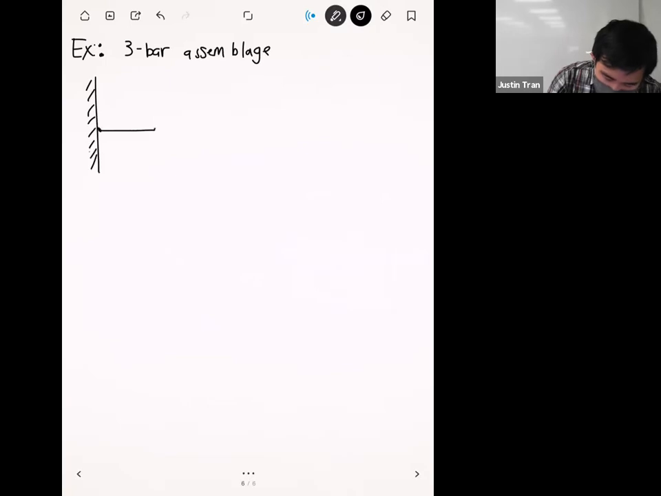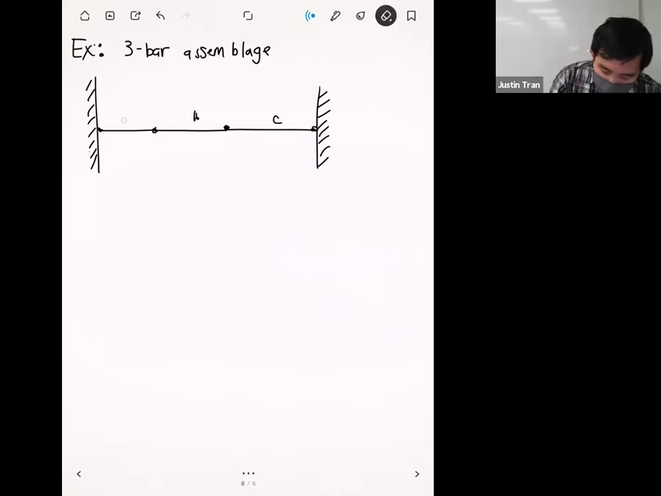And so that's 1 bar, that's another bar, that's another bar. And so we have 3 truss elements kind of in a row like that. We'll call this element A, element B, element C. I'm using lowercase letters here to not confuse you with the cross-sectional area A.